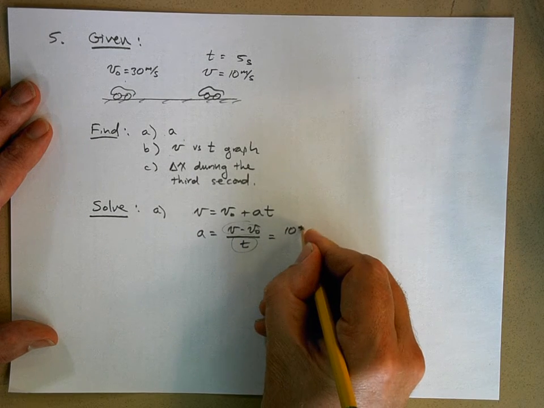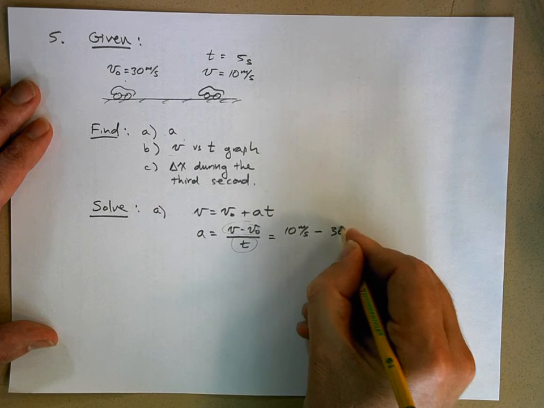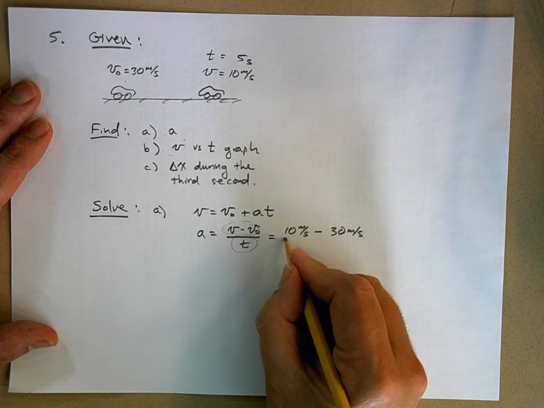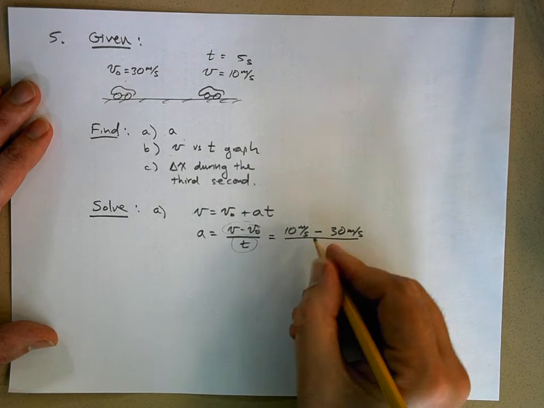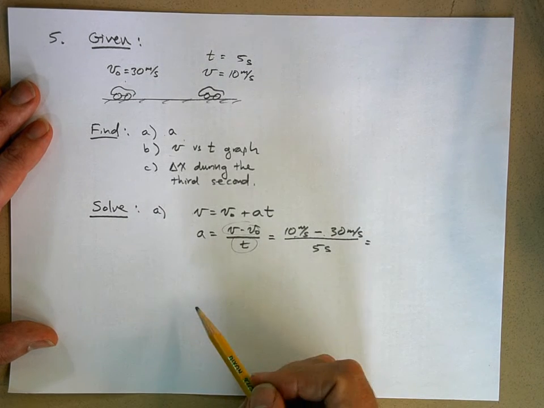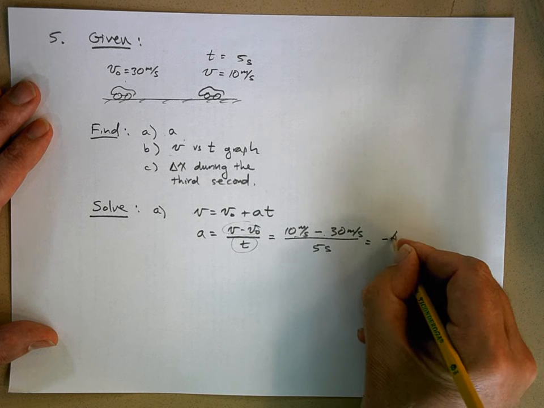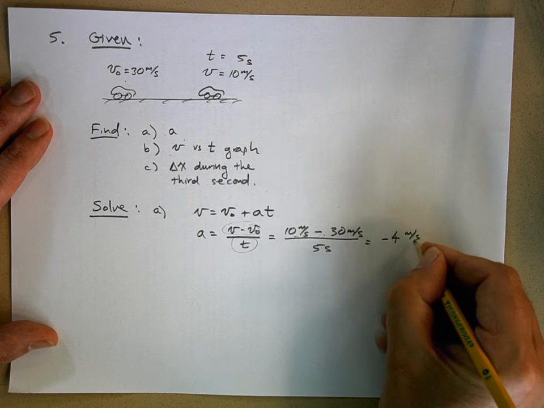So this is 10 meters per second minus 30 meters per second divided by 5 seconds. 10 minus 30 is negative 20, divided by 5 is negative 4 meters per second every second.